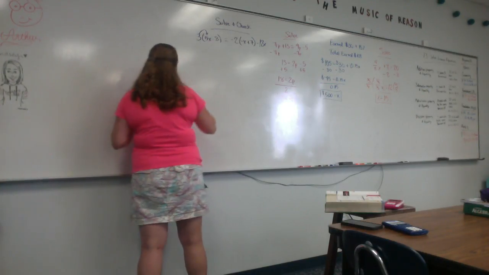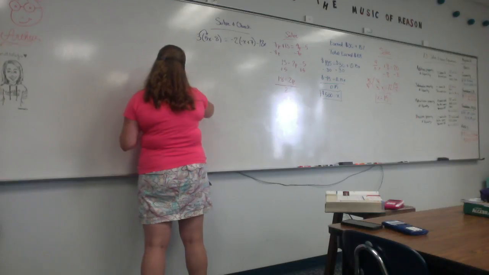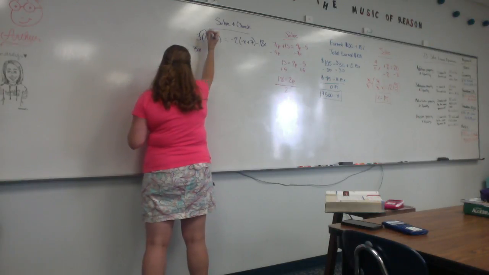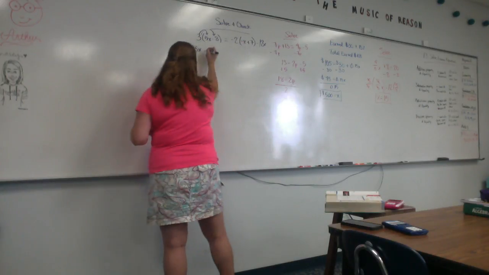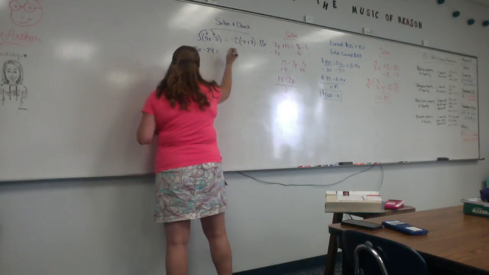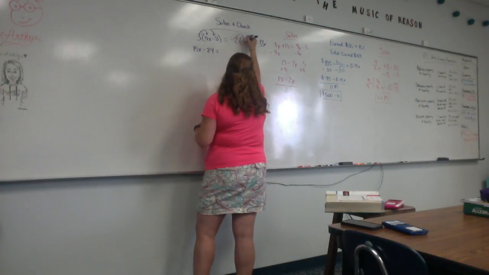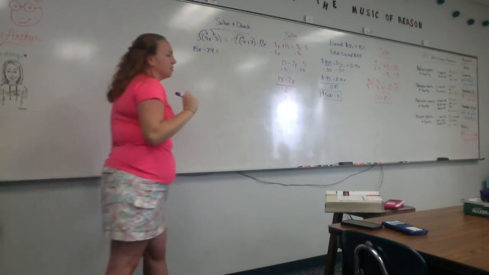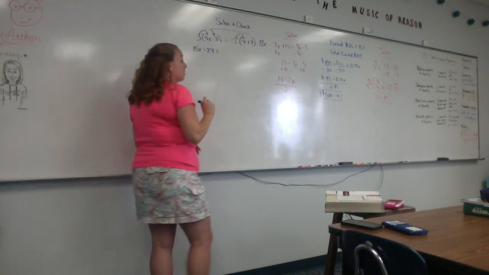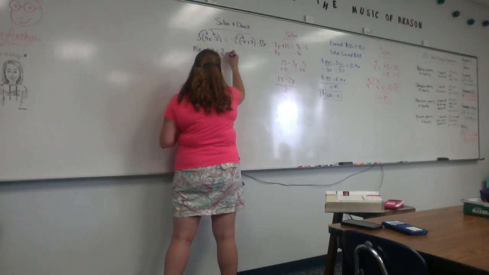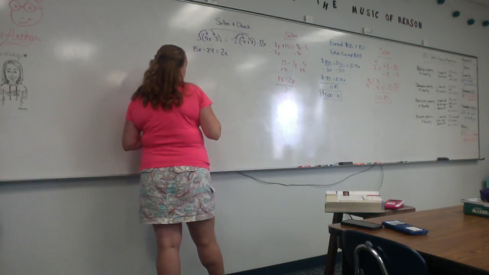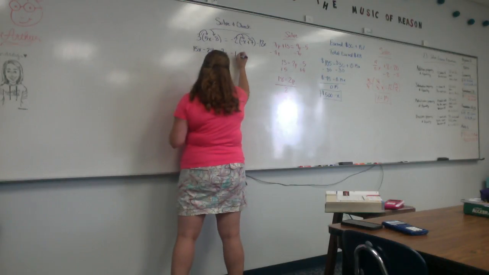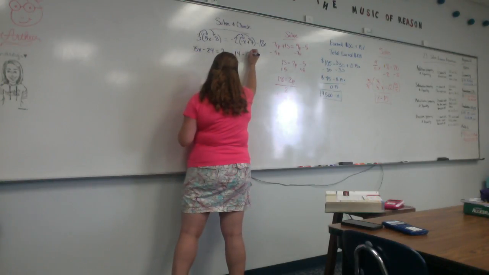3 times 5 is what? 15x. And 3 times negative 8 is negative 24. Good. Okay, we distributed on that side. Let's do it on the other side now. What's negative 2 times negative x? 2x. Yes, positive. Good. And what is negative 2 times 7? Negative 14. And then I have negative 12x here.